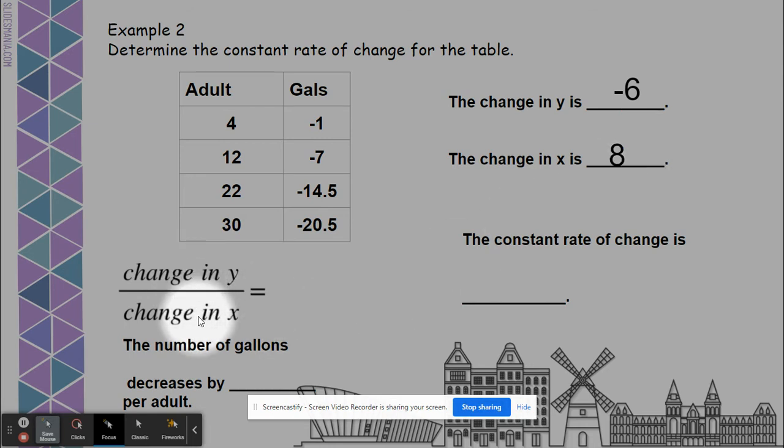When I fill in the blanks here, change in y divided by the change in x, I get -6 divided by 8. And when I reduce that fraction, then I get -3 over 4. Now, it makes sense that it's a negative constant rate of change or a negative slope because I was dividing a negative by a positive. So the constant rate of change is -3 over 4.